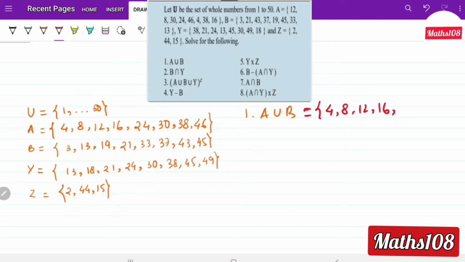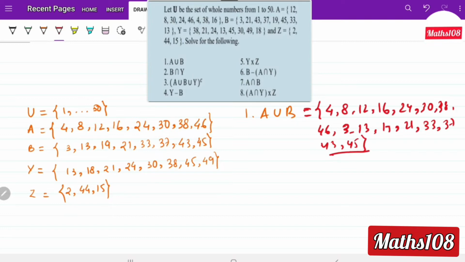12, 16, 24, 30, 38, 46, 3, 13, 19, 21, 33, 37, 43, and 45. This is A union B.